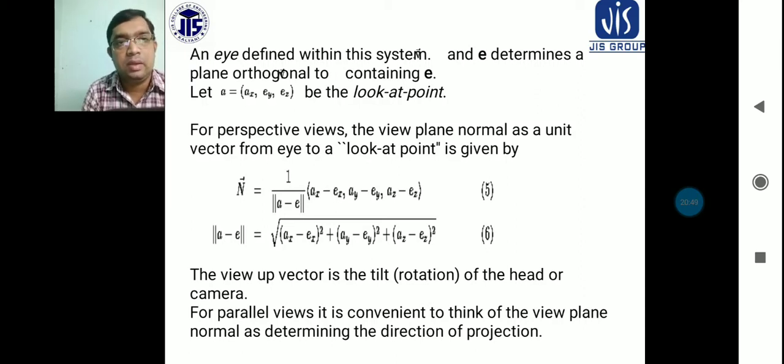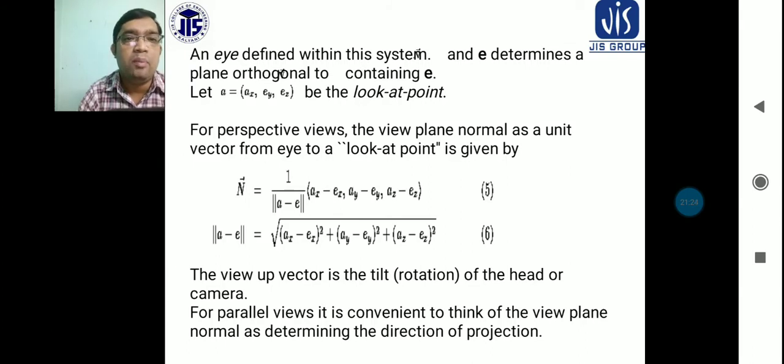multiplied by the vector (ax minus ex, ay minus ey, az minus ez). That equation is fine. Another thing: the magnitude of a minus e is calculated as the square root of (ax minus ex) whole squared plus (ay minus ey) whole squared plus (az minus ez) whole squared. You have to calculate the value of a minus e.